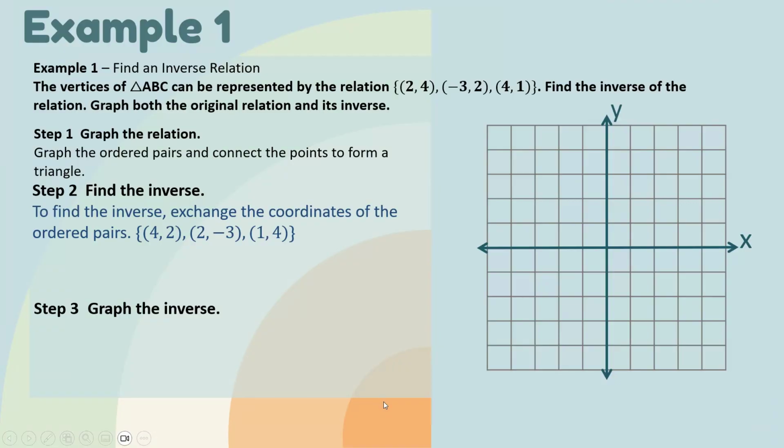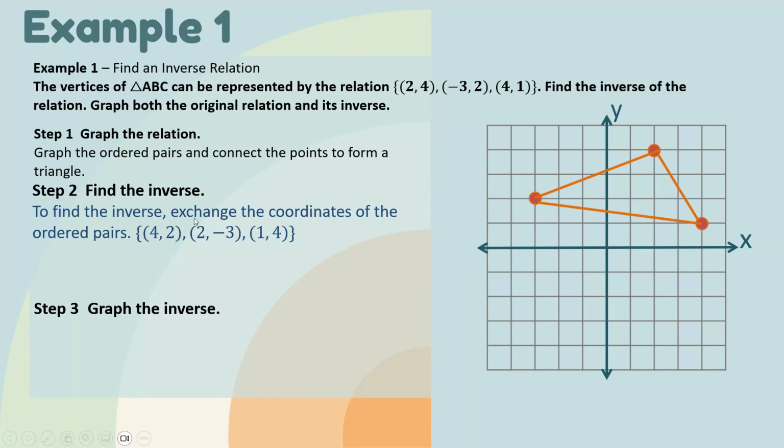Taking a look at example 1, the vertices of triangle ABC can be represented by the relation (2, 4), (-3, 2), and (4, 1). Find the inverse of the relation, and graph both the original relation and its inverse. First, we graph the ordered pairs and connect them to form a triangle. For (2, 4), I go right 2, up 4, and put a point. The next vertex is at (-3, 2), so I go left 3, up 2, another point, and lastly (4, 1), go right 4, up 1, and then we connect them.